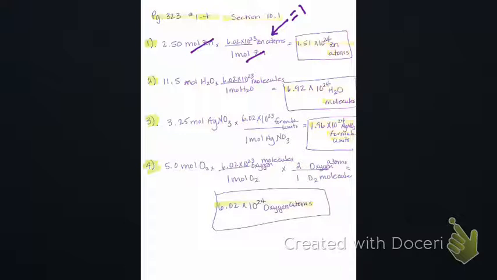We do the math and we want 3 sig figs. Why? Because that's what we were given in the problem. So our answer is 1.51 times 10 to the 24th zinc atoms.